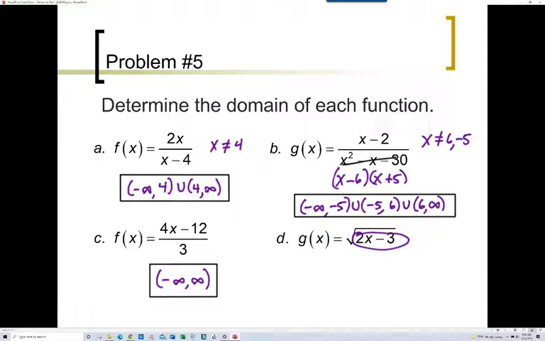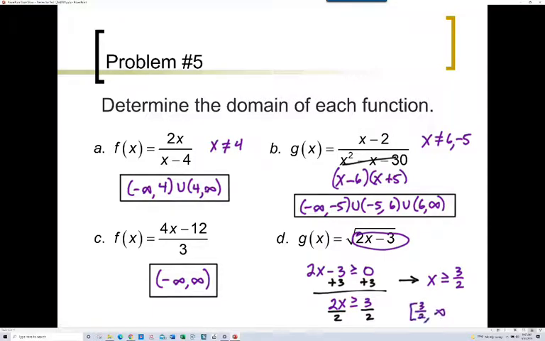And so what we want to do is we want our radicand, 2x minus 3, to be greater or equal to 0. Because I can take the square root of 0, and I can take the square root of anything that's positive, that's greater than 0. So I need 2x minus 3 to either be 0 or greater than 0. When we solve this inequality, we get 2x is greater or equal to 3, which means x is greater or equal to 3 halves. In interval notation, we go from 3 halves to infinity.